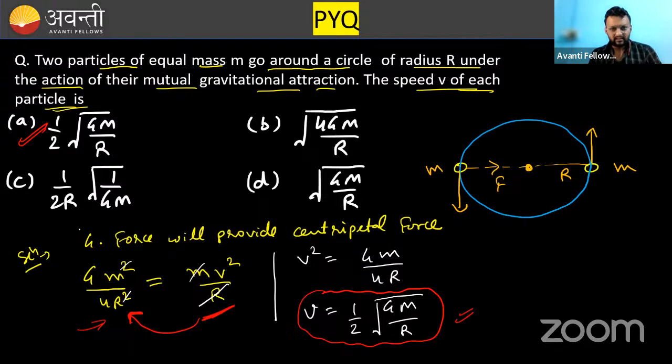Why C? I think there are only two now. So option A is correct. You can see. Clear now? Okay, moving further.